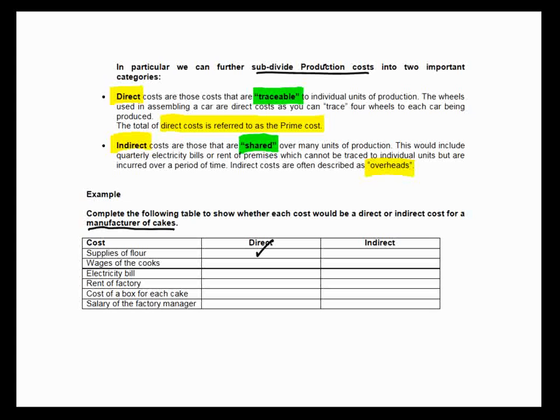So I'm thinking that the wages of the cooks would be direct again, could be traced to the cakes that they're making. I think of that as the fact that the cooks are physically working on the cakes. You can imagine they'll be physically touching the cakes.